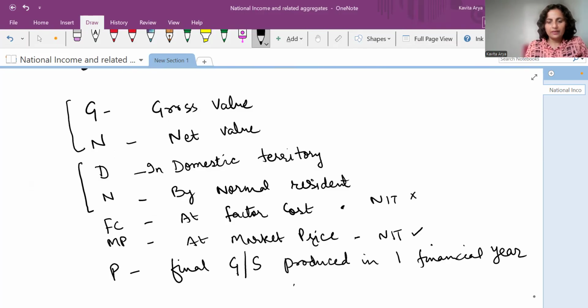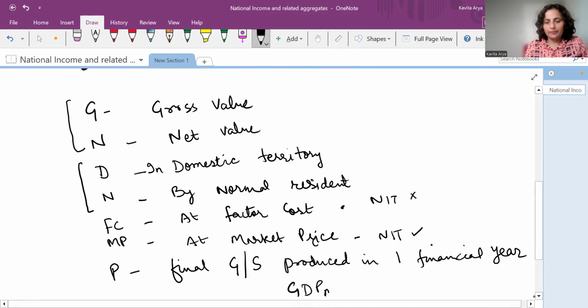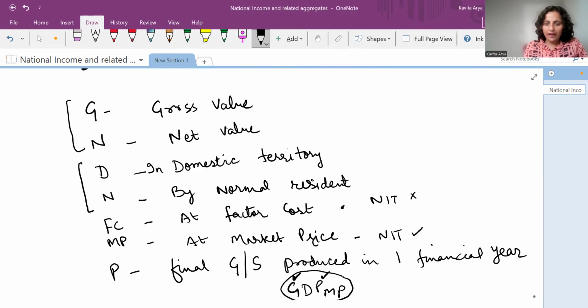Like if I have GDPMP, how would I define this? I'll say the gross value of all the final goods and services produced in an economy during a period of 1 year in the domestic territory, calculated at market price. The point is, this is the whole dictionary. You have to pick all the words from here and weave a definition.